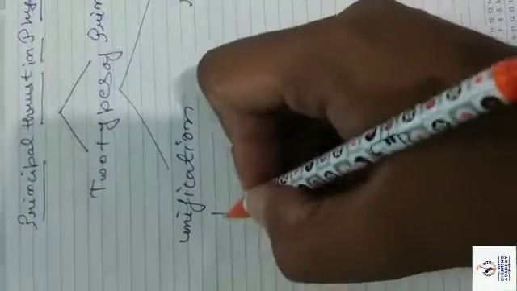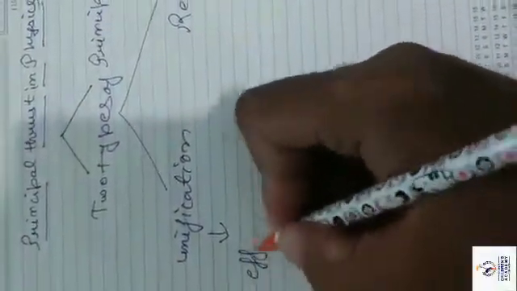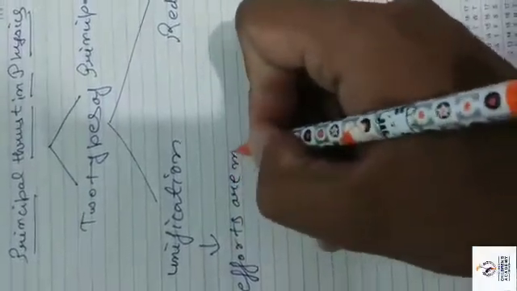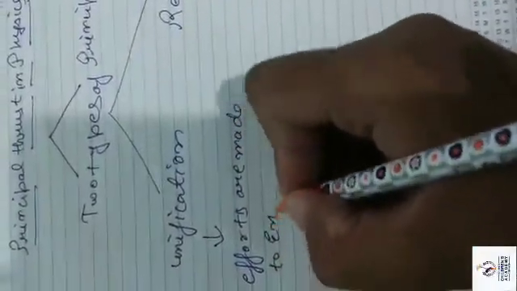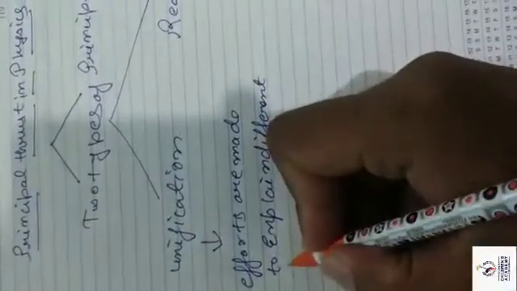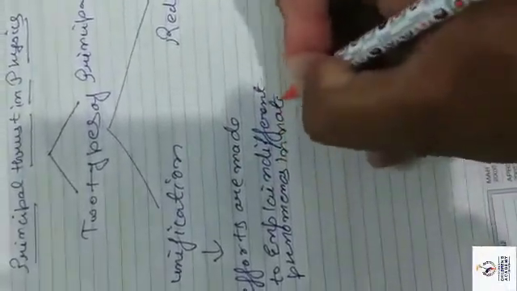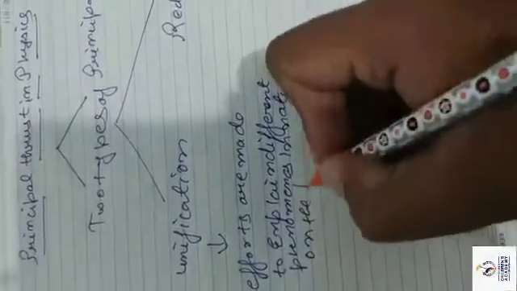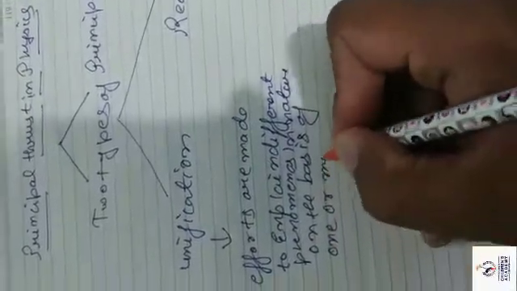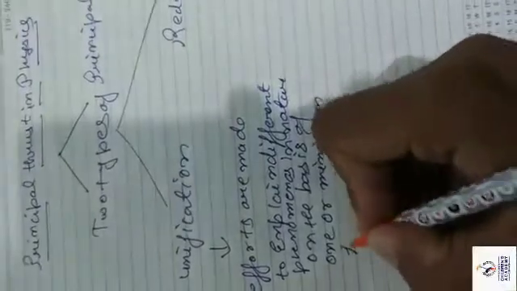Okay, so first of all, what is unification? Efforts are made to explain different phenomena in nature on the basis of one or minimum laws. ओके, हम एफर्ट लगाते हैं किसी भी फिनोमेना को एक्सप्लेन करने में, नेचर के बारे में पढ़ने में, ठीक है, और उस पर लॉ बनाने में.